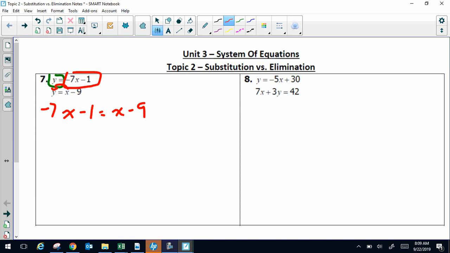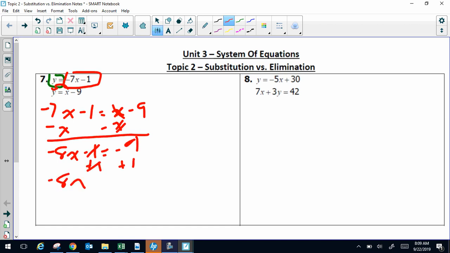Then we just solve for x, so we'll subtract the x from both sides. So we get negative 8x minus 1 equals negative 9. I'll add the 1 over. So I get negative 8x equals negative 8. So x is equal to 1. Then it doesn't matter what equation you plug it back into. I normally plug it back into the first equation.